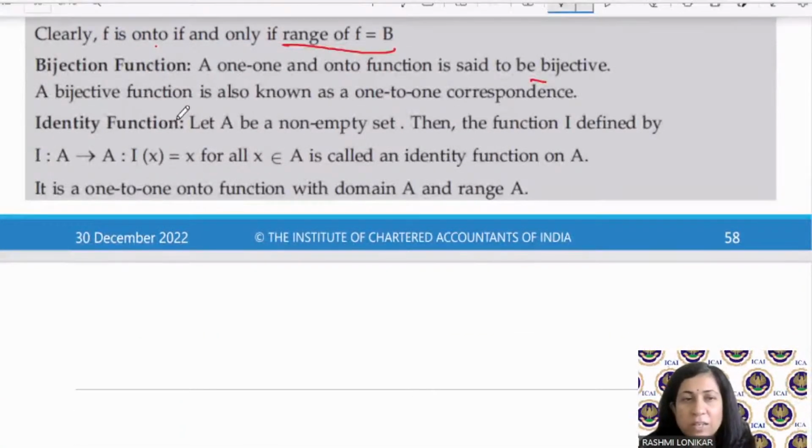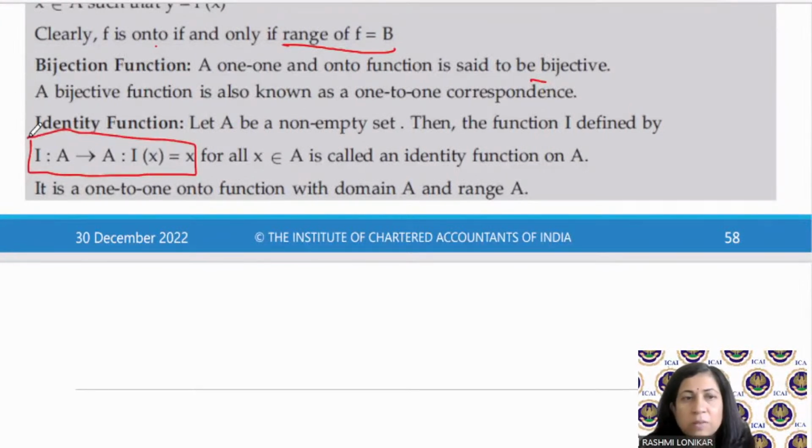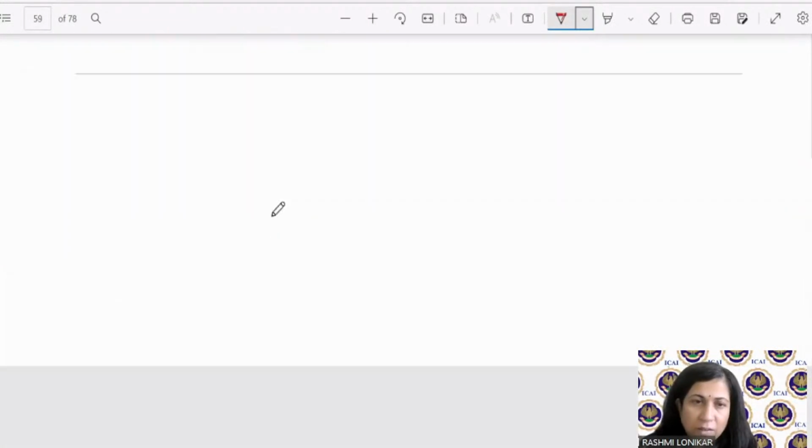Identity function. If A is a non-empty set, then this is your identity function. Identity function is also a good popular theory question. It is a 1-1 onto function with domain A and range A.